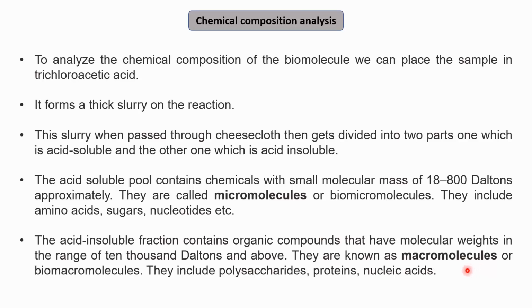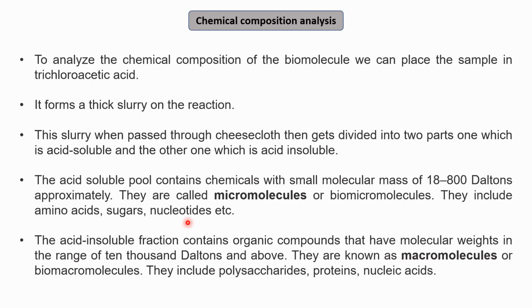So basically, the micromolecules, for example amino acids, combine to form the macromolecules, for example protein. So micromolecules are in turn the units of the macromolecules. For example, as I mentioned, amino acids are the units for protein. Sugars are the units for polysaccharides. Nucleotides are the units for nucleic acids, for example DNA and RNA.